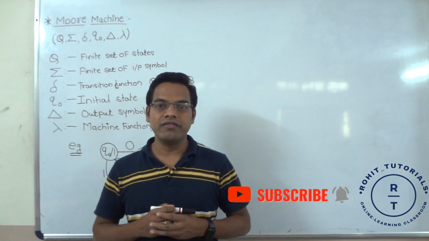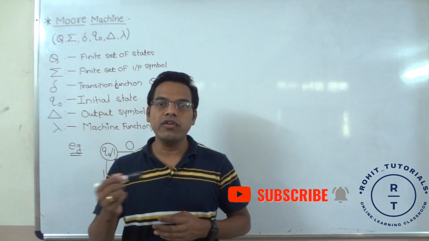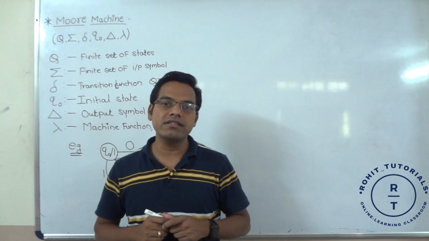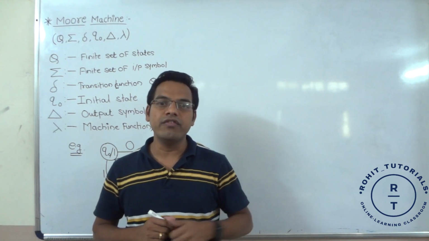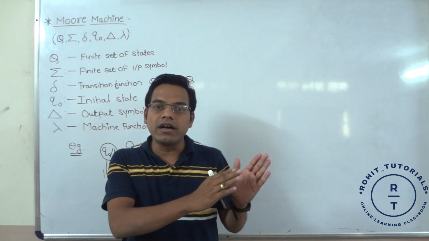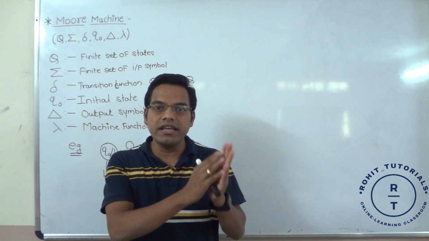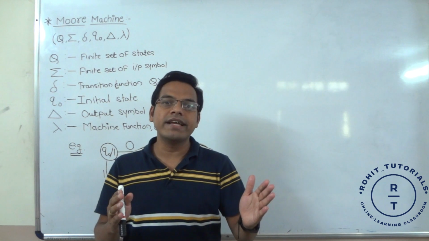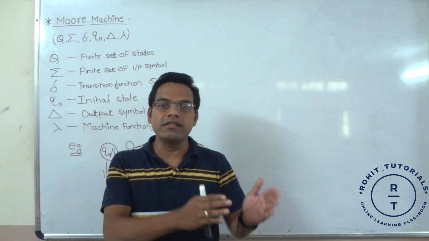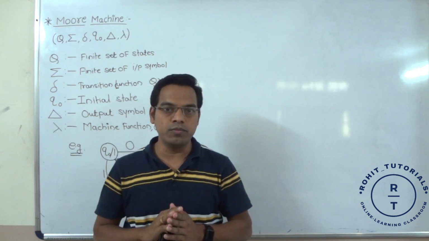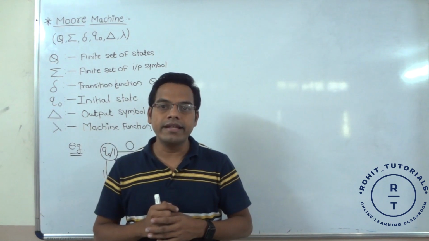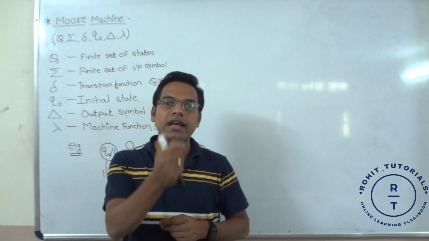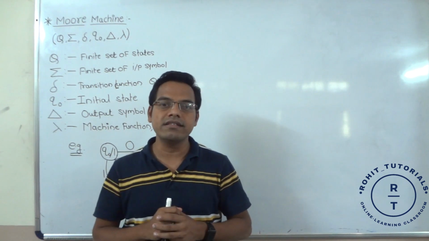In this lecture, we will discuss the introduction of Moore machine. In our previous videos, we have discussed DFA and NFA, that is, finite automata without output. We consider the DFA, deterministic finite automata, and the NFA, non-deterministic finite automata, as finite automata without output. Now we consider finite automata with output, consisting of Moore machine and Mealy machine. Let's look first at the Moore machine.